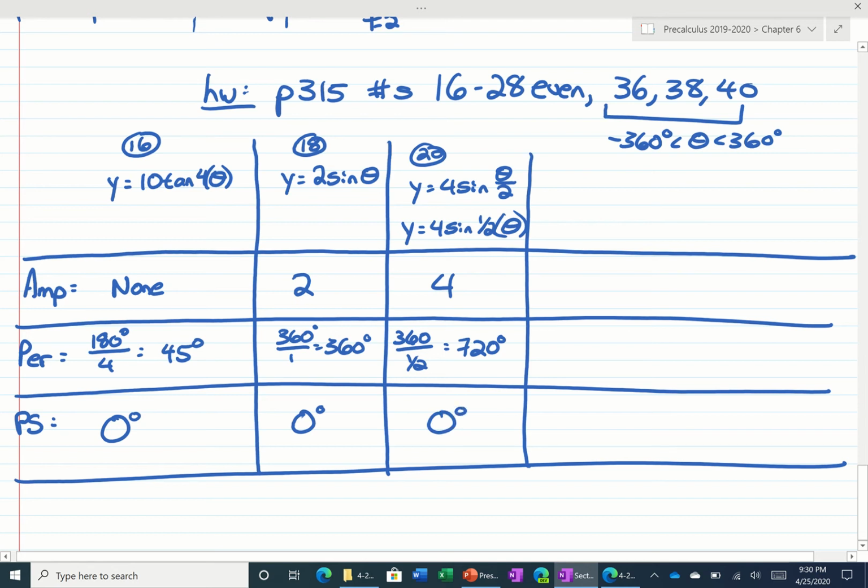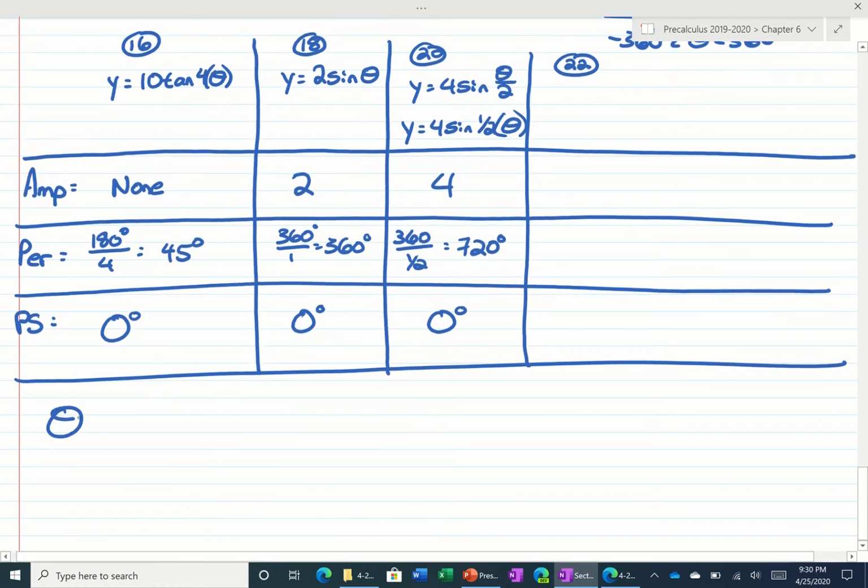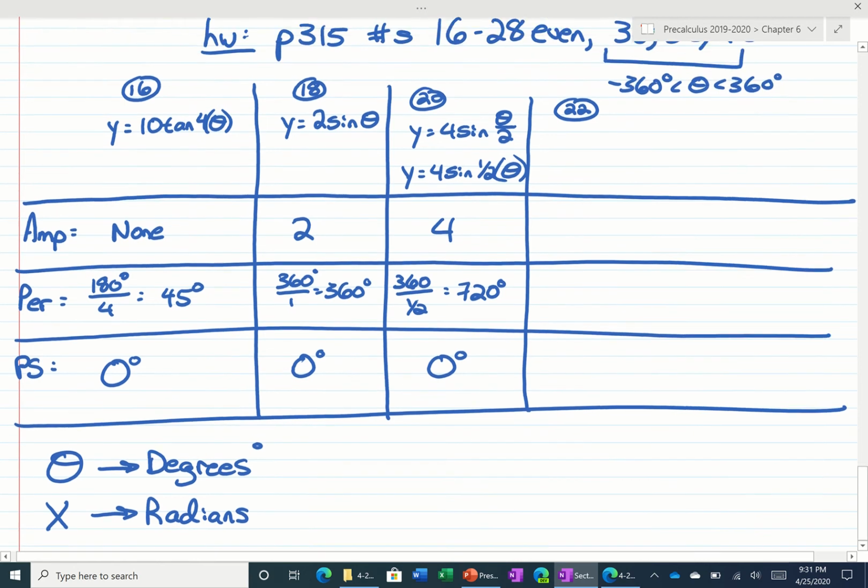For number 22, looks like we have radians. So let's talk about how to handle this. Just as a side note, whenever we see theta, this means degrees. We talked about this quite a few weeks ago, so in case you forgot, theta means we're in degrees. Whenever we see x, we just want to make sure everything is in radians. It's not a big deal, it's just like converting from inches to feet.